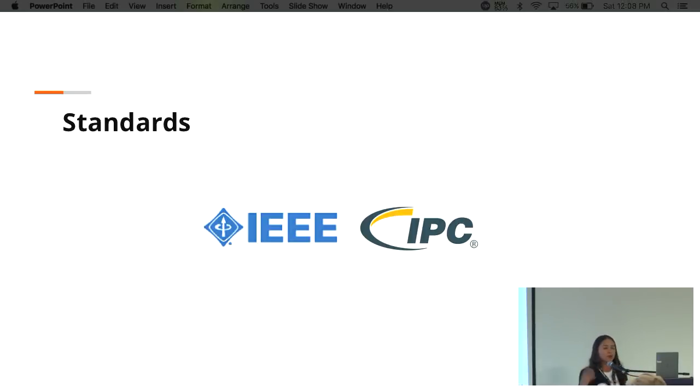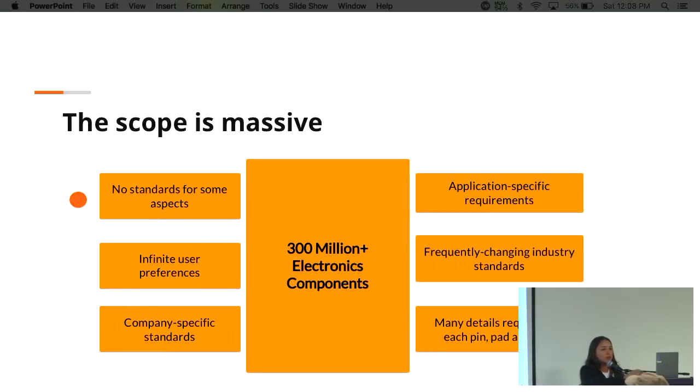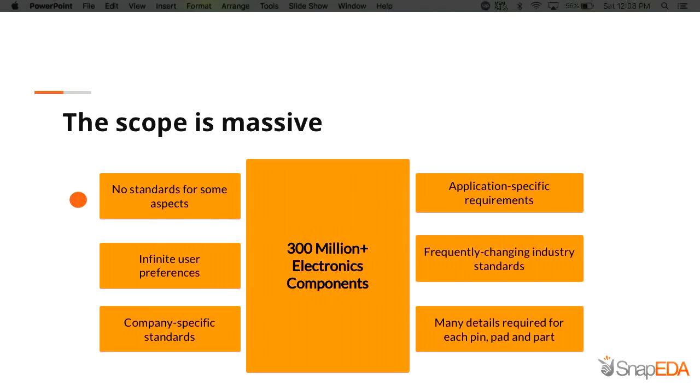And so again, this only covers a portion of things. For example, there is a standard for clearance, but there are not really standards around silkscreen. One of the big problems engineers have is that the problem we have to solve is massive. There are hundreds of millions of electronics components out there, and there are infinite usage preferences too. There are so many application-specific requirements, and on top of that, we also have industry standards changing constantly.